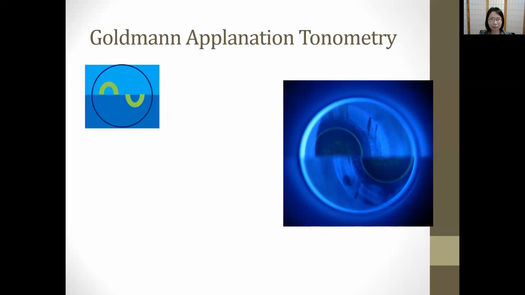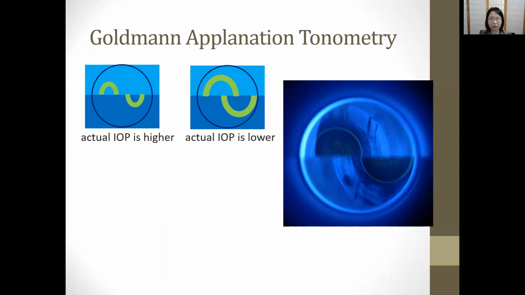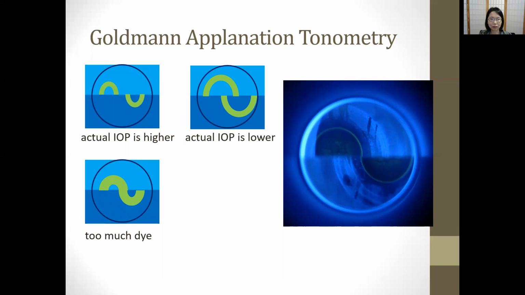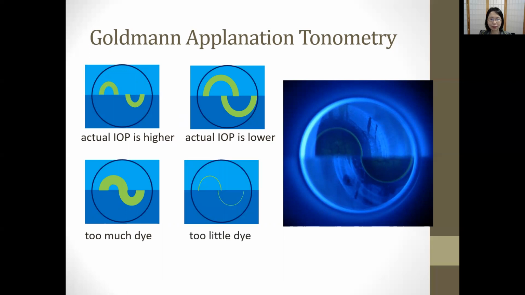I want to show you some examples of what the mires could look like, as in this is what you should be seeing. And if you see this, you know that the actual IOP is higher. If you see this, you know the actual IOP is lower. If you see this, you know that there's too much dye and you can't measure it accurately, so you should really wipe the patient's eye and wipe your applanator tip. And if you see this, it looks like the dye has been there too long and has been drained too much through the patient's tear duct system, and you have to apply a little bit more dye to get a more accurate measurement.